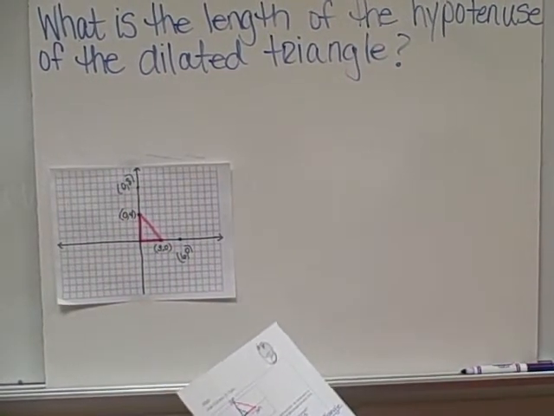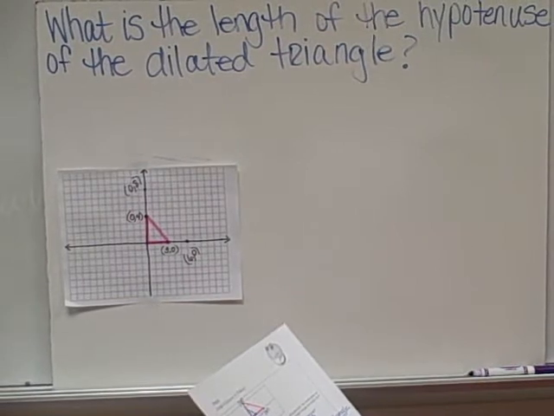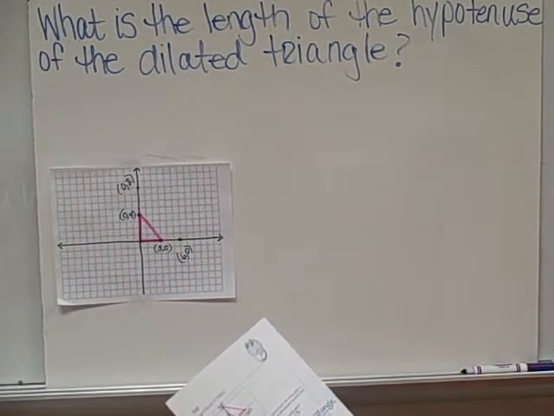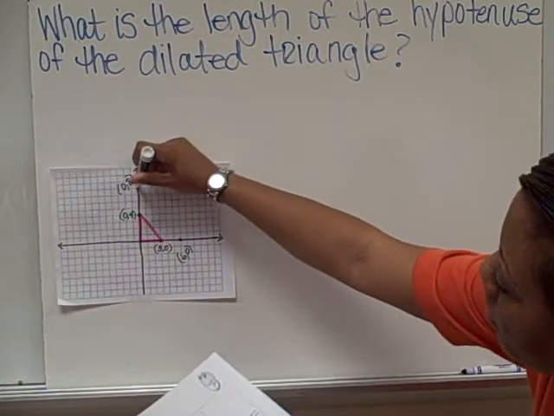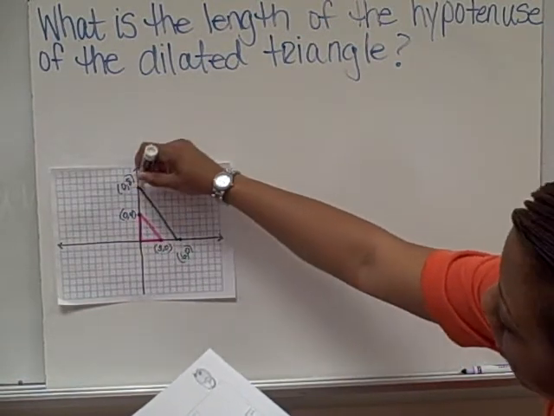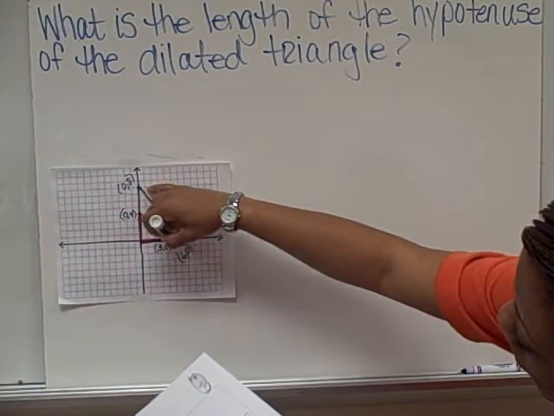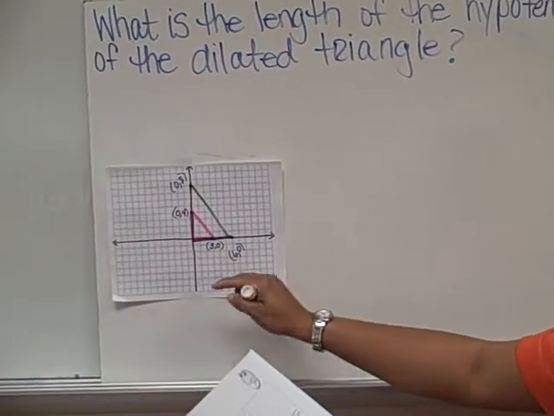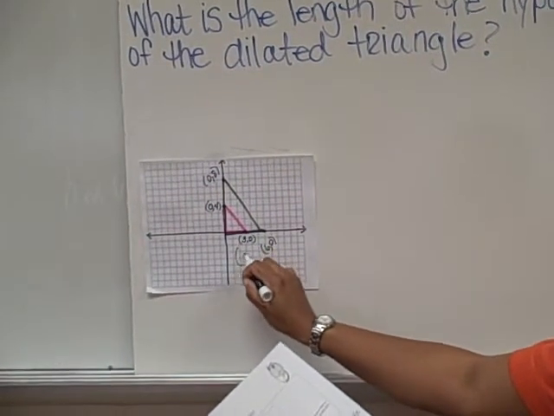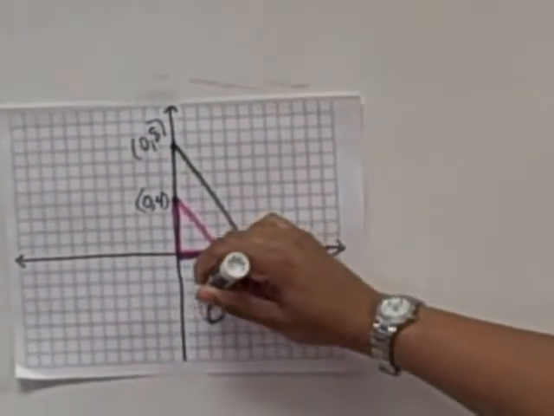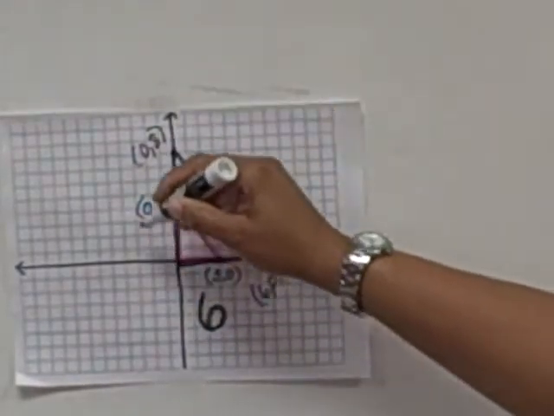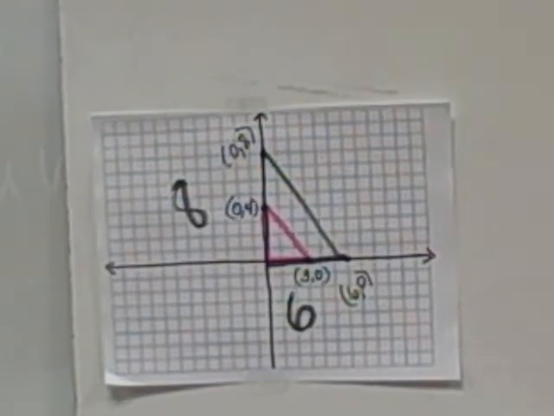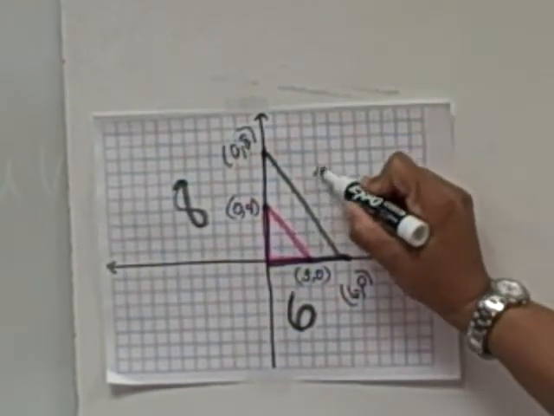Number 2, use the diagram from problem 1. What is the length of the hypotenuse of the dilated triangle? So this is our dilated triangle again. And as we can see, we have our 2 legs. Here, our leg is 6, and our other leg is 8. And the question asks us, what is the hypotenuse?